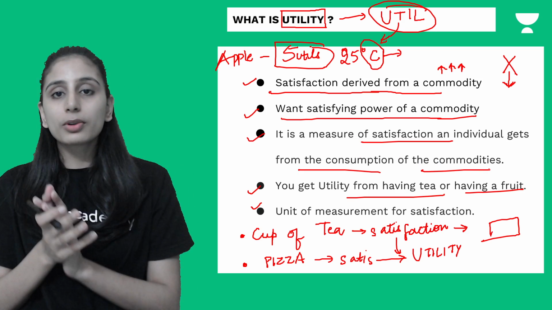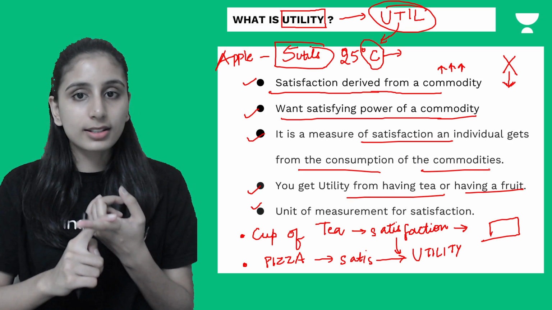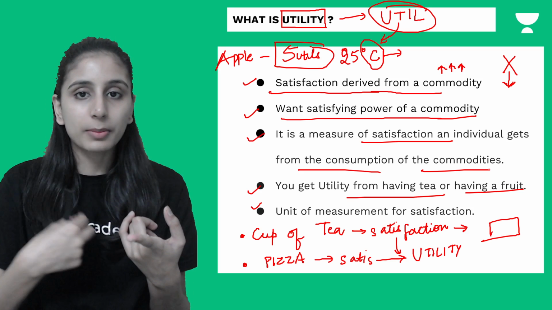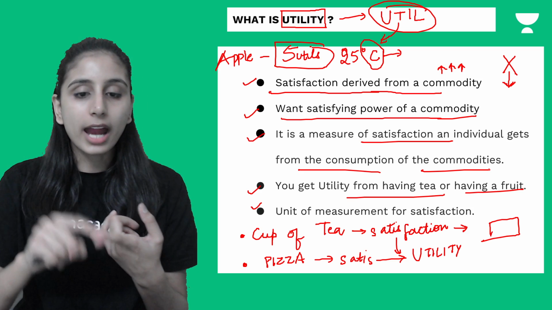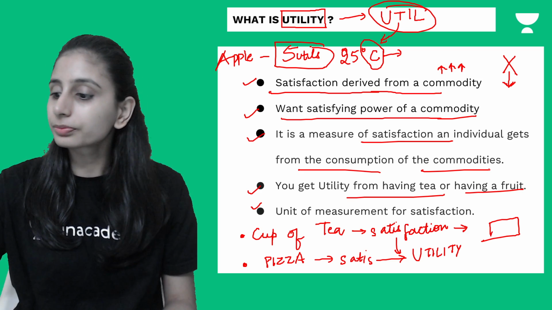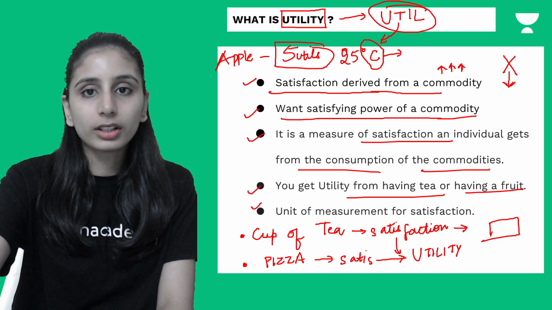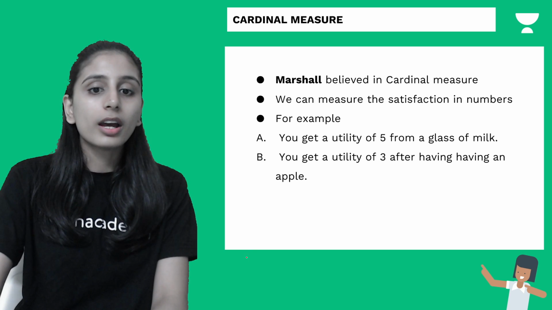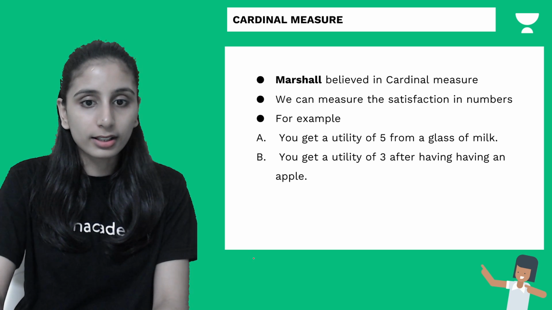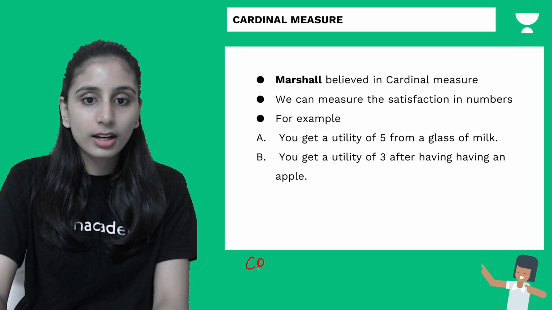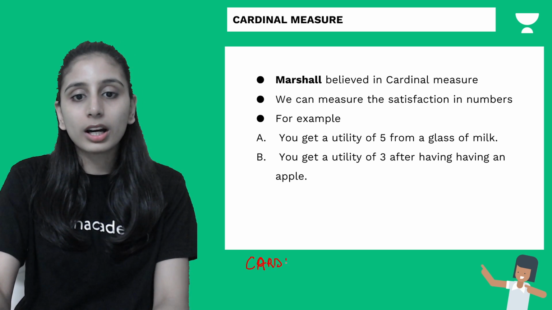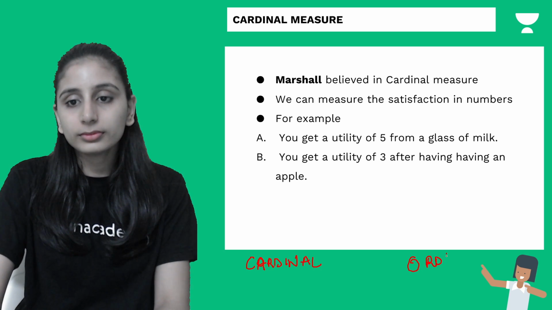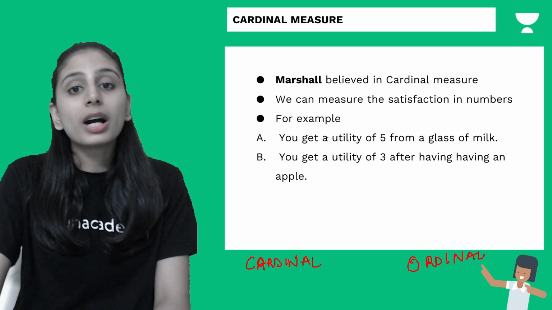I think the concept of utility is clear. Utility is nothing but satisfaction from a commodity. If you have something, if you eat something, you get a certain amount of satisfaction. That is utility, and it is measured in terms of utils. Now, let's see what are the two approaches to measure utility. Now, the two approaches we have already, that one is cardinal, and another one is ordinal. ठीक है? अब cardinal क्या होता है?